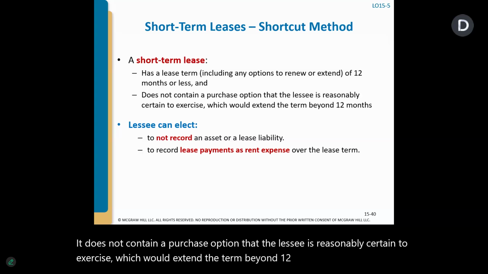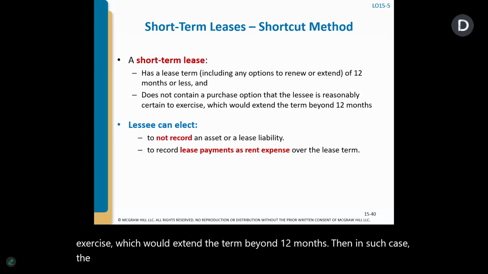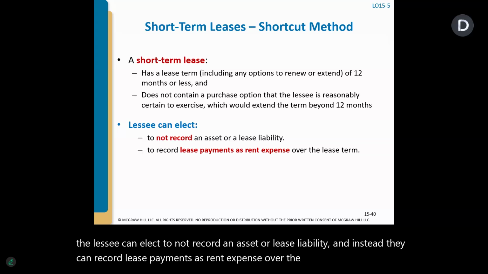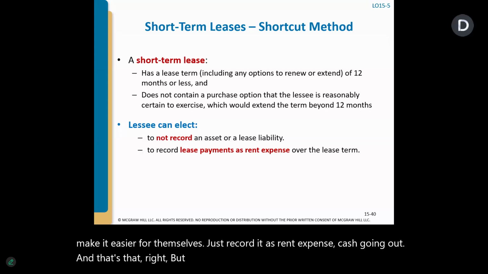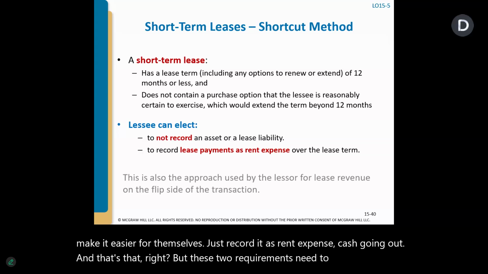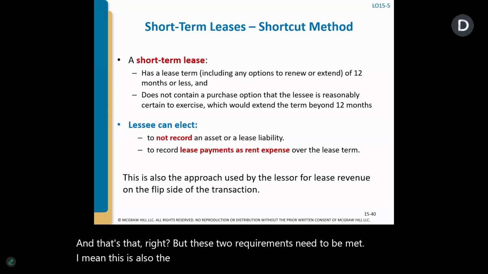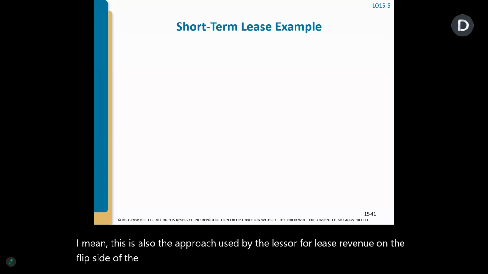Then in such a case, the lessee can elect to not record an asset or lease liability, and instead they can record lease payments as rent expense over the lease term. So they can make it easier for themselves, just record it as rent expense, cash going out, and that's that, right? But these two requirements need to be met. And this is also the approach used by the lessor for lease revenue on the flip side of the transaction. So that's the shortcut method.